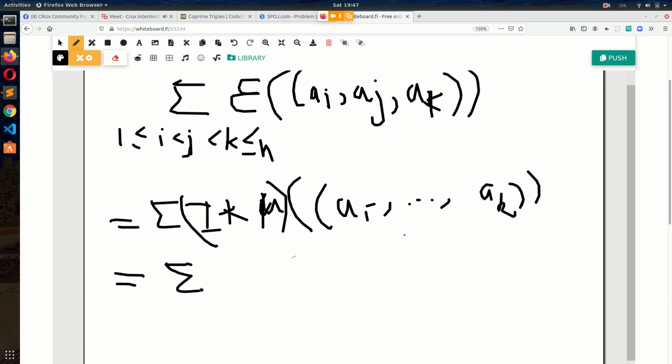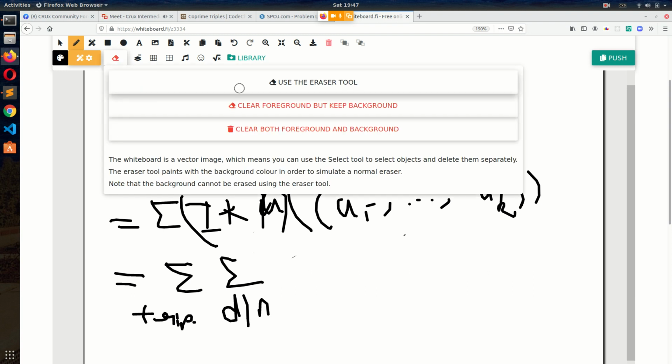So over all triples, if you can recall what Dirichlet convolution means, this sum would become, not this, just a second.